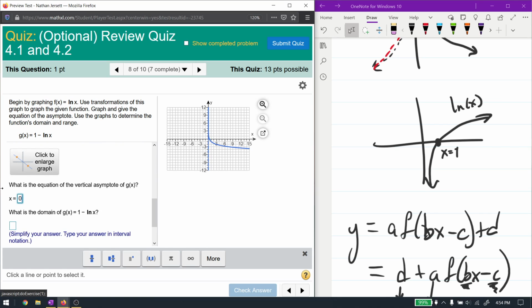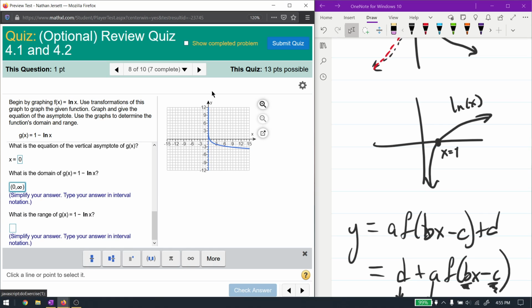X equals 0. That's the equation of the vertical asymptote. It's the y-axis really, it's the same thing. And the domain is going to be, well, the smallest value is getting close to 0 but not including 0, because it asymptotes to 0. And it does go off to positive infinity on the x-axis. So 0 to positive infinity, that's the domain.